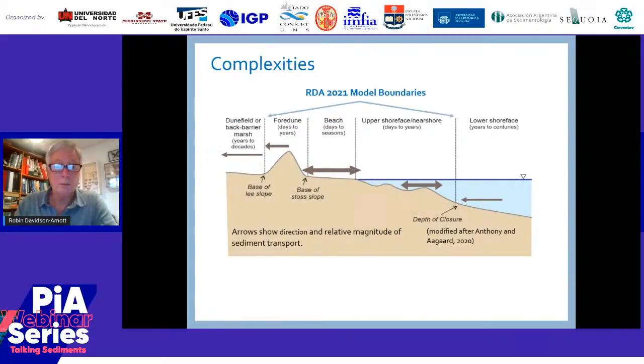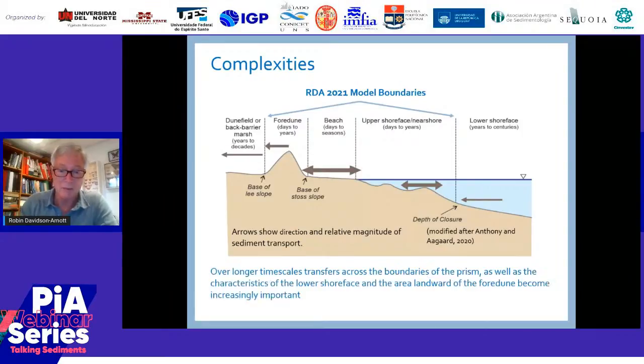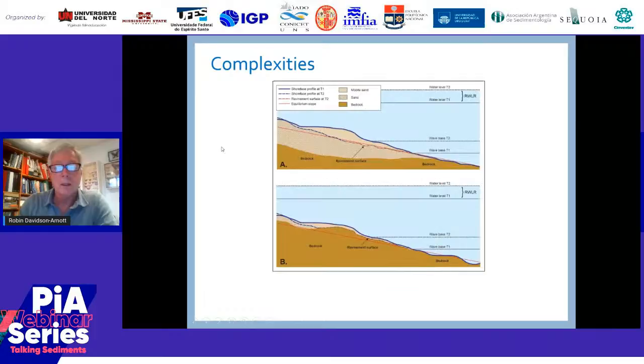Okay, well, let me wrap this up by saying a little bit about some of the complexities of the model. If we look at a longer time scale, then we allow for a certain amount of sediment transport from the lower shore face into the upper shore face, and sediment moving from the foredune into the back shore.